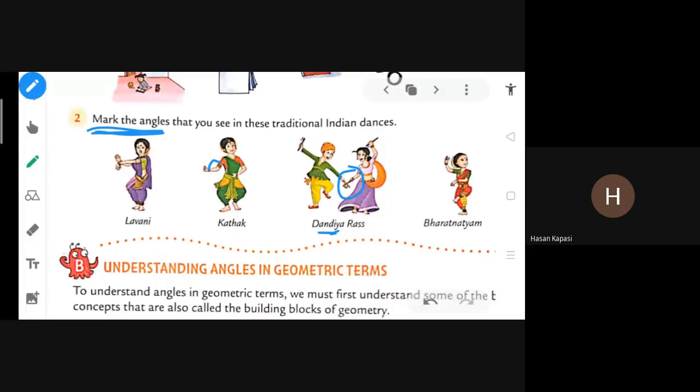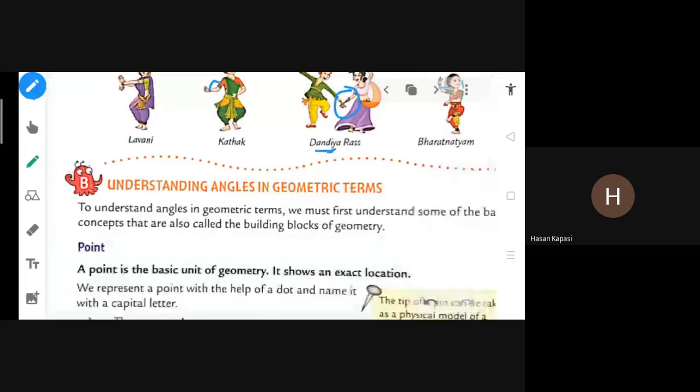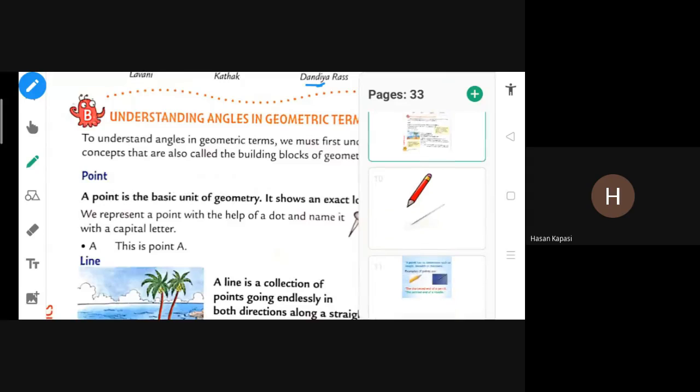Ma'am, in dandiya, the boy's leg was not marked. You can see, but we have to just mark one. It has more than one also. Okay. Understood. Ma'am, in Bharatanatyam, the hands. You can see the position of the hands also, and here beside the neck also. Here also and beside the neck also. Yes, ma'am, understood. So because of their position only, it is there.